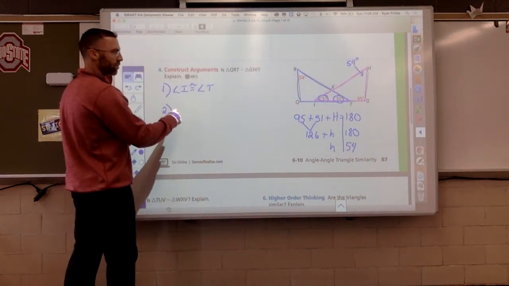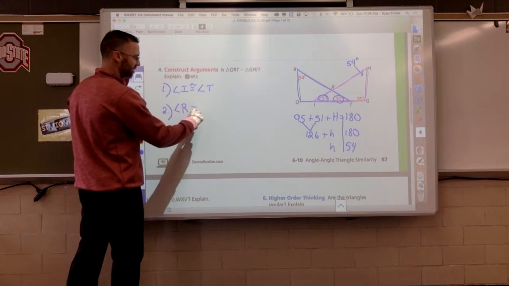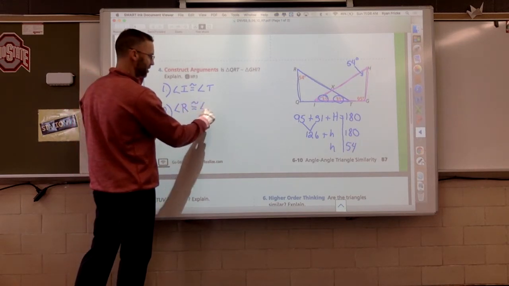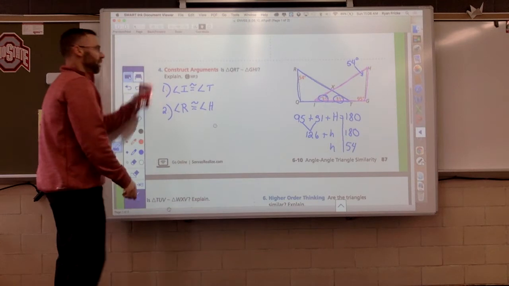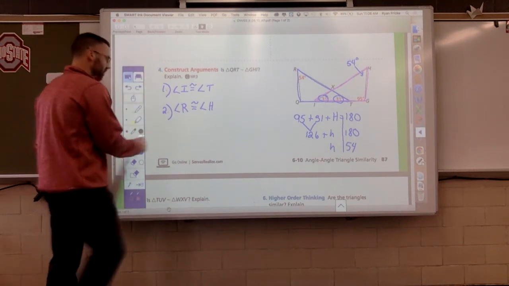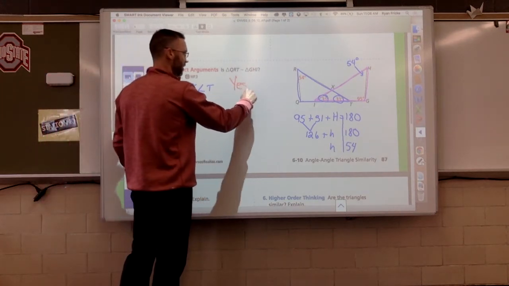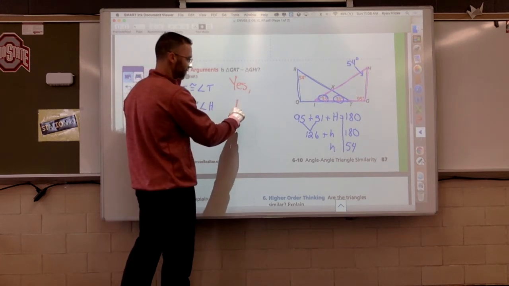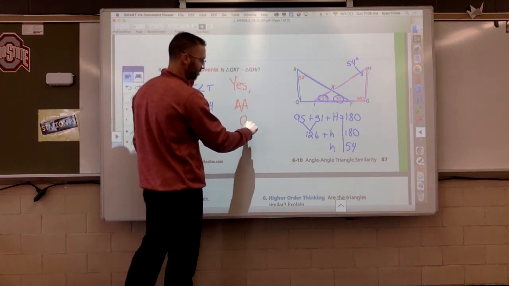So what did we just prove? Angle R is congruent to angle H. Are those similar? Yes. How do I know? And again, I'm just going to put the criterion.